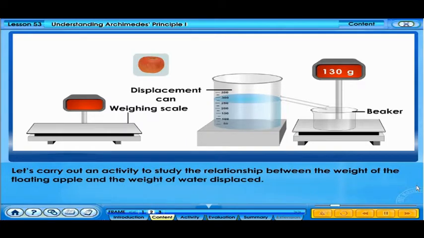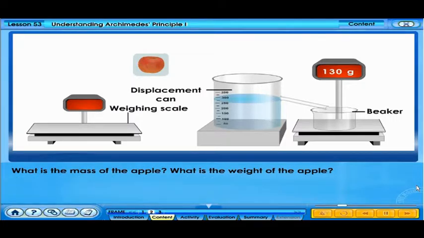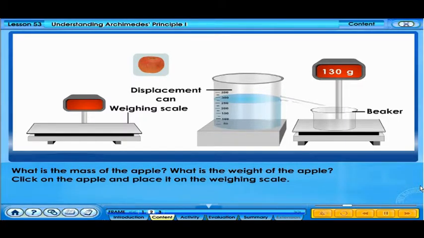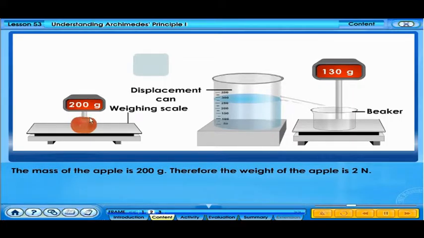Let's carry out an activity to study the relationship between the weight of the floating apple and the weight of water displaced. What is the mass of the apple? What is the weight of the apple? Click on the apple and place it on the weighing scale. The mass of the apple is 200 grams. Therefore, the weight of the apple is 2 newtons.